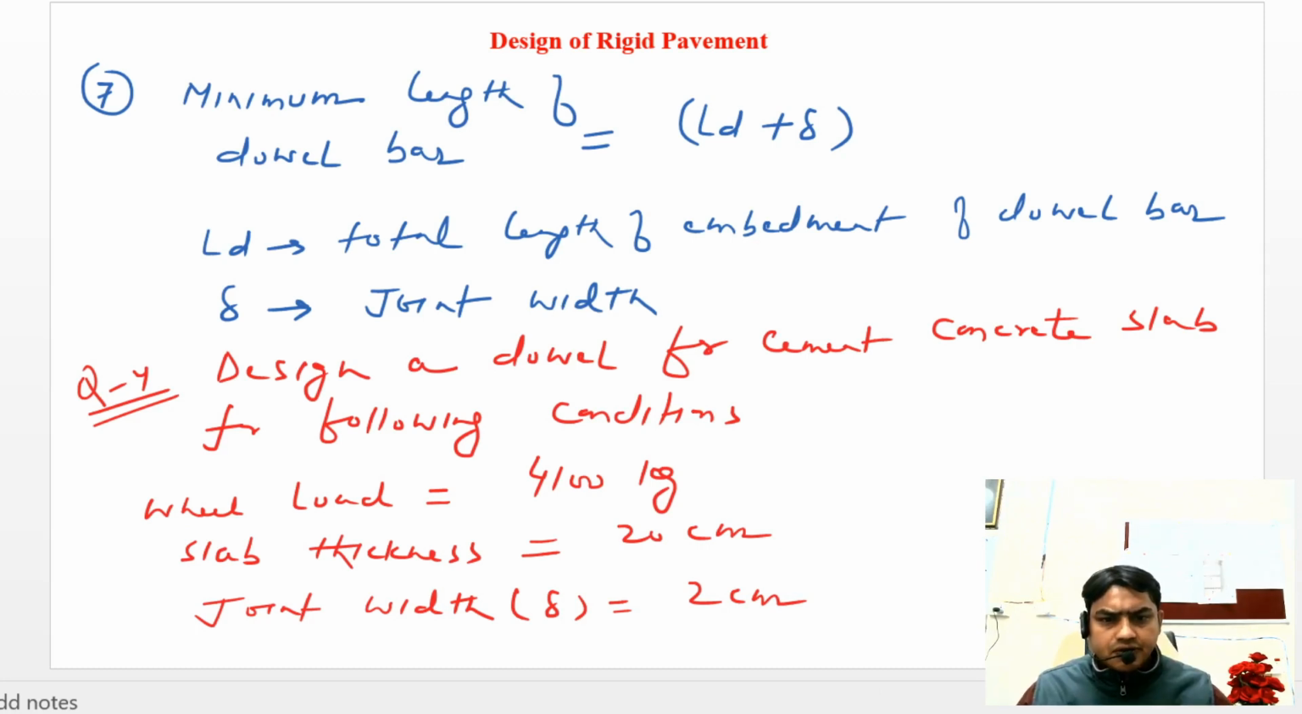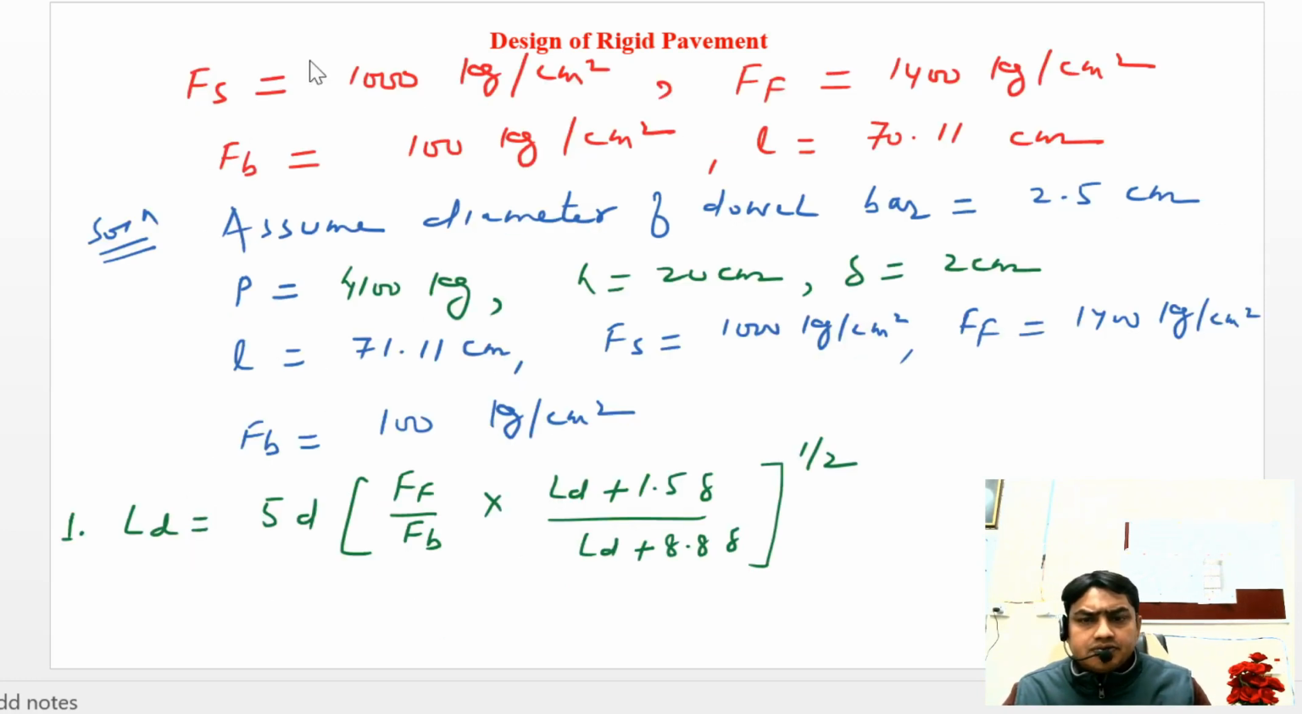So let us take the one question related to the design of dowel bars. Design a dowel bar for cement concrete slab for the following conditions. Wheel load is given 4100 kg, slab thickness is 20 cm, joint width is 2 cm, and the values of Fs, Ff and Fb are given: 1000 kg per centimeter square, 1400 kg per centimeter square, and 100 kg per centimeter square. Radius of relative stiffness is 70.11 centimeter.